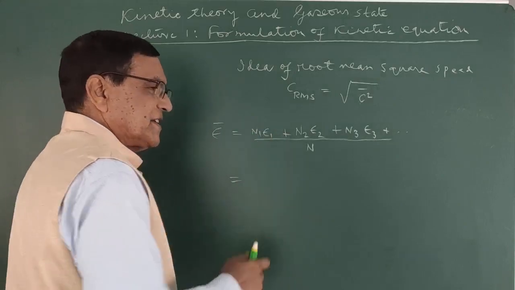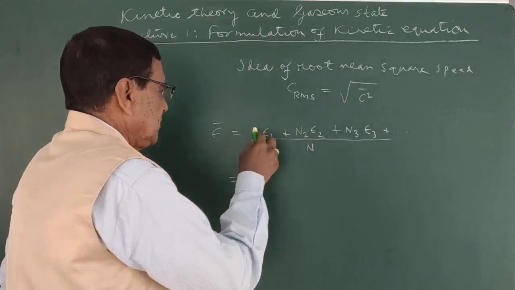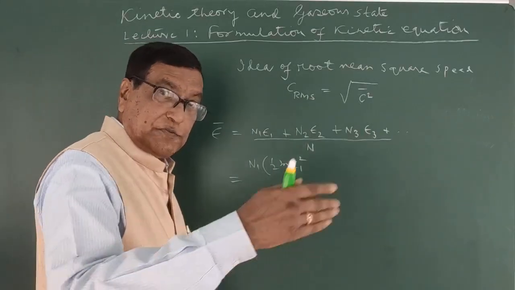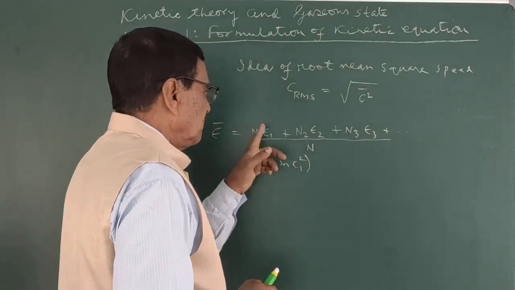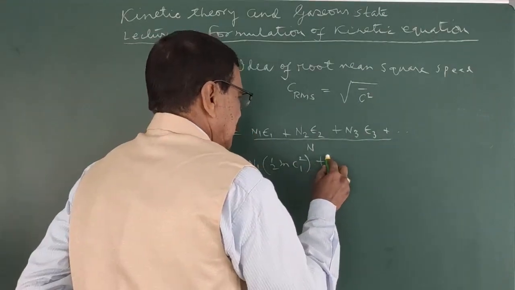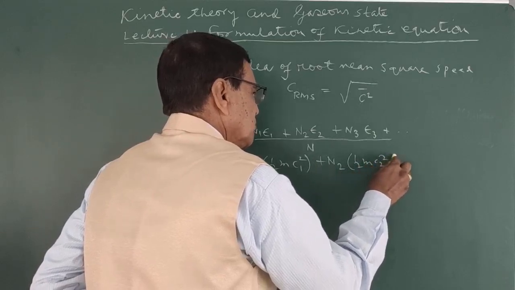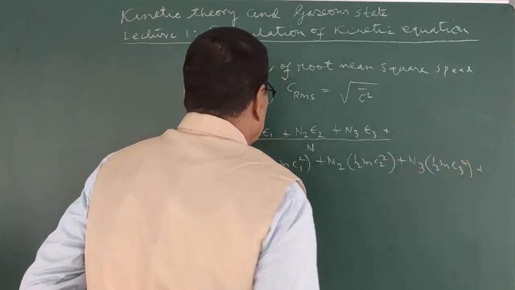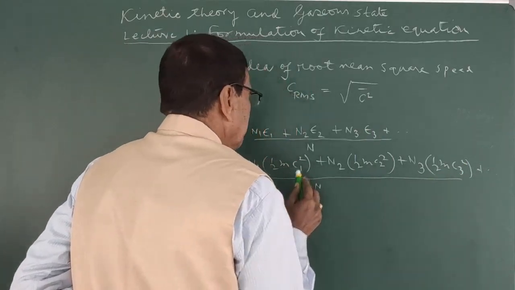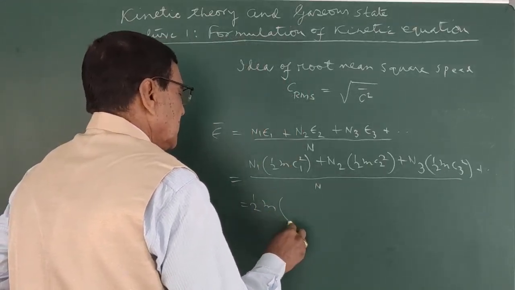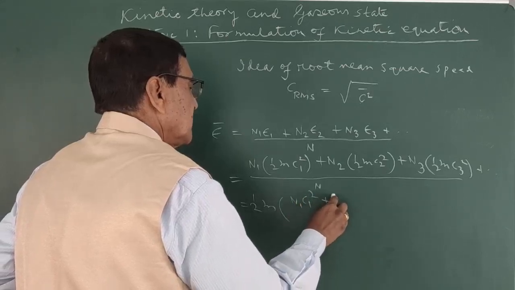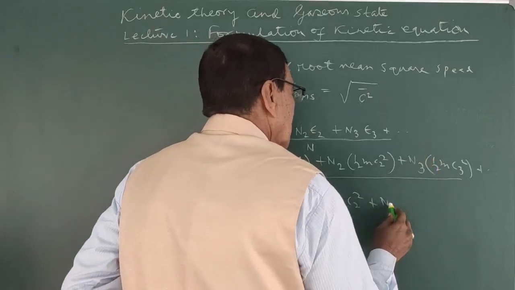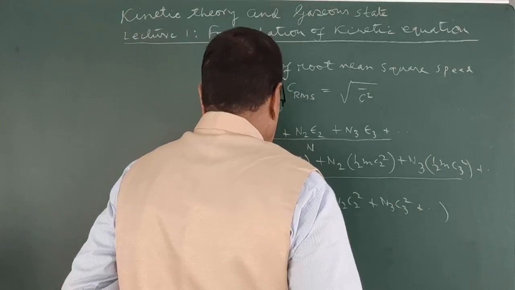So if we convert this kinetic energy in terms of the speed, then it will be N1 into half m C1 square. m is the mass of each molecule, C1 is the speed of the molecules of N1 number of molecules, plus N2 into half m C2 square plus N3 into half m C3 square plus dot, divided by N. So we can write half m common, and N1 C1 square plus N2 C2 square plus N3 C3 square plus dot, divided by N.